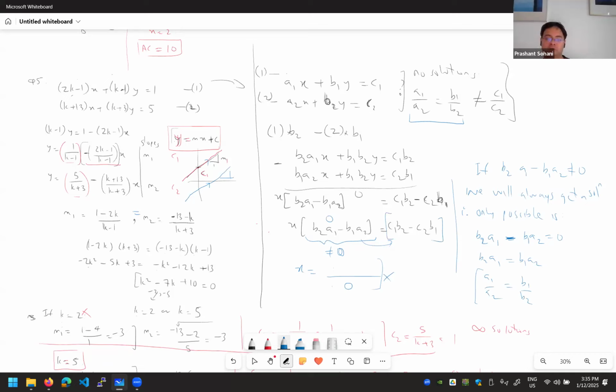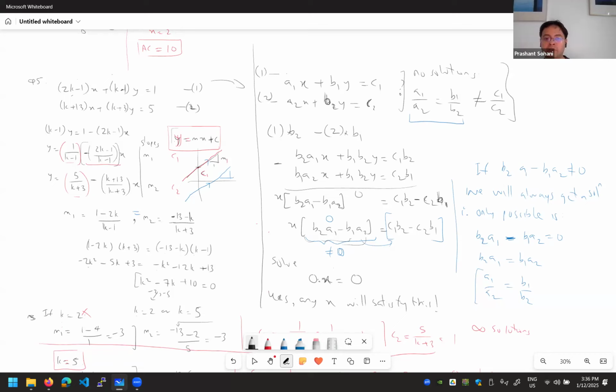even if let us say this term is 0, suppose I have this equation, and I tell you to solve the equation 0 into x is equal to 0. Does this have any valid answer for x? Is there any value of x which satisfies this equation? The answer is yes, all of them. Any value of x will satisfy this, right? So just because the first bracket is 0 does not mean that my equation does not have any solution.